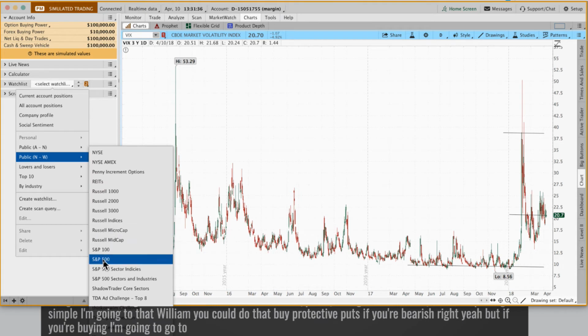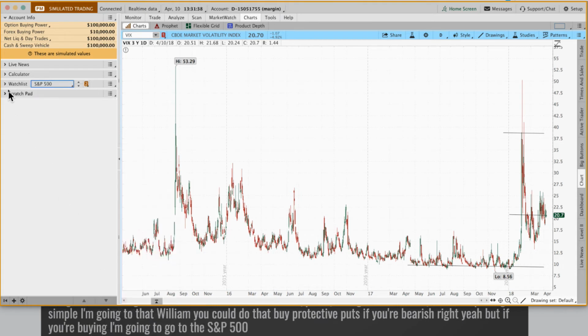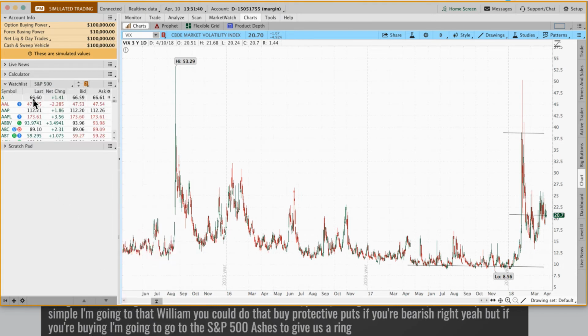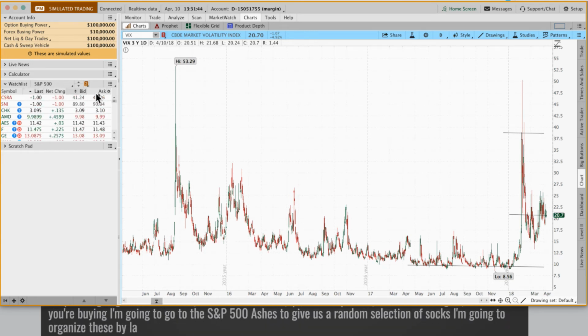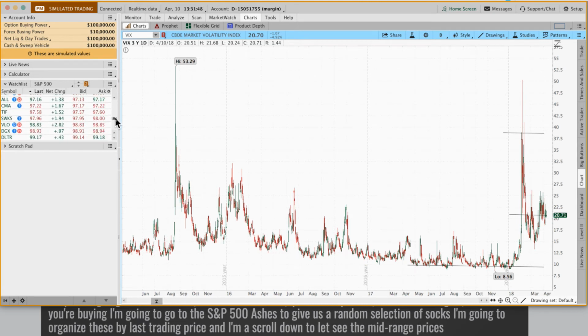I'm going to go to the S&P 500. That's just to give us a random selection of stocks. I'm going to organize these by last trading price, and I'm going to scroll down to, let's say, the mid-range prices. Let's go to stocks trading for around 100.